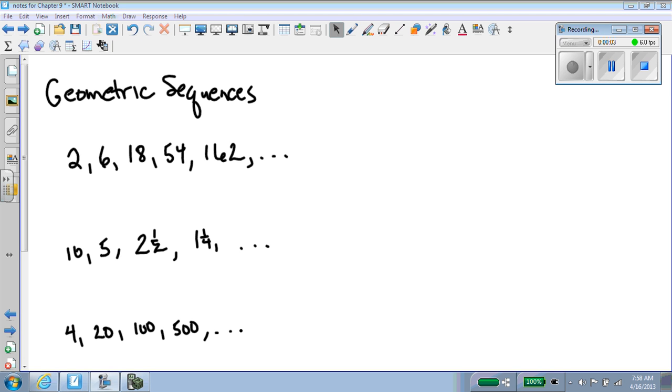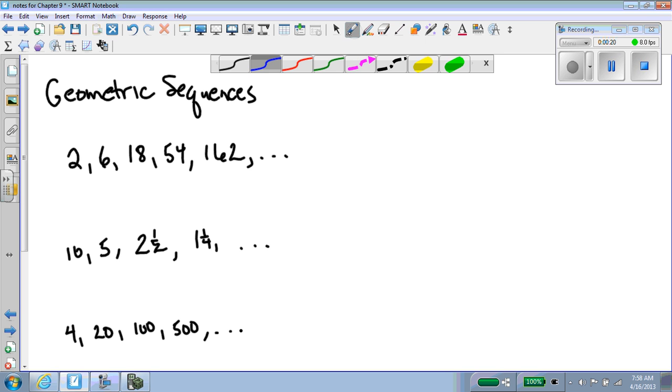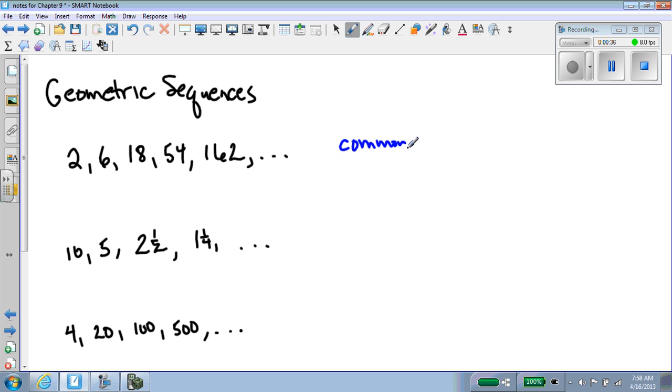Today we're going to look at geometric sequences, another subset of sequences that have some special properties. Here are some examples: 2, 6, 18, 54, 162. We are obviously not adding the same thing. We are multiplying in this case: 2 times 3 times 3 times 3 times 3. When we're multiplying by the same thing, we call that a common ratio.